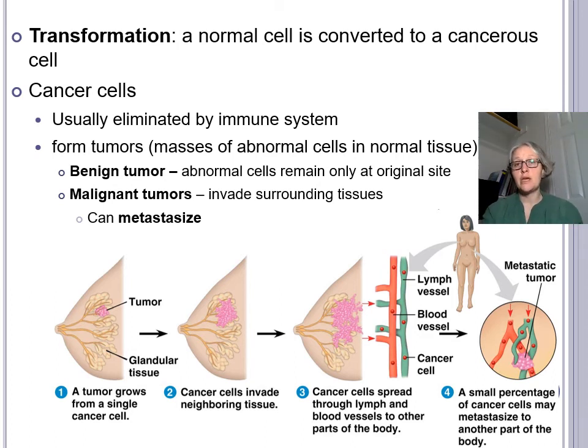When our immune system can't keep up with these abnormal cells, these cells may form tumors. Tumors are masses of abnormal cells within otherwise normal tissue. A benign tumor is pretty common. You shouldn't freak out if you know that you have a benign tumor or someone else has a benign tumor that you care for. This is where the original cells remain at their original site. So think something like a wart or a little lump in your skin.